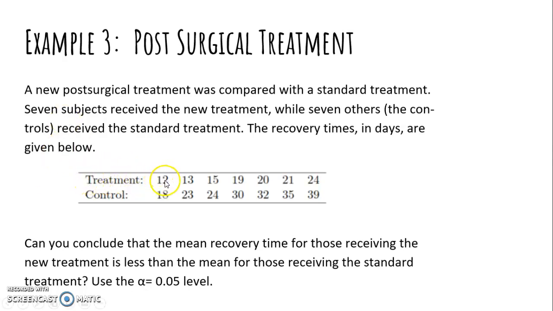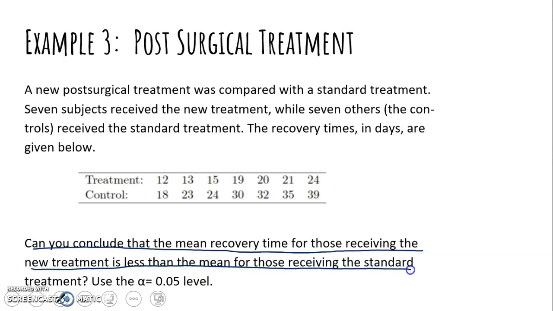So here are the recovery days for the treatment group, and here's the recovery times for the control group. So can you conclude that the mean recovery time for those receiving the new treatment is less than the mean for those receiving the standard treatment? So let's figure out what is the claim. They want to know if we can conclude that the mean recovery time for those receiving the new treatment is less than the mean of those receiving the standard treatment. So that would be our claim.